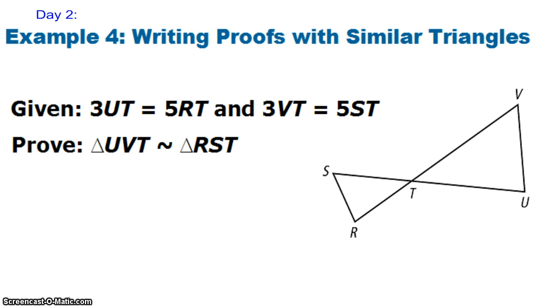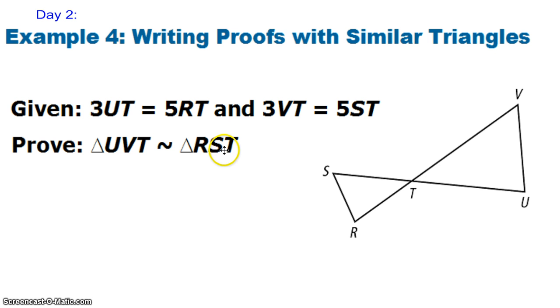Okay, welcome to Geometry, Chapter 7, Section 3, and this is day 2. We are going to write proofs today, writing proofs with similar triangles. So we were using our knowledge of the SSS Similarity Theorem, SAS Similarity Theorem, and AA Similarity Theorem, and now we're going to use that to write proofs about similar triangles.